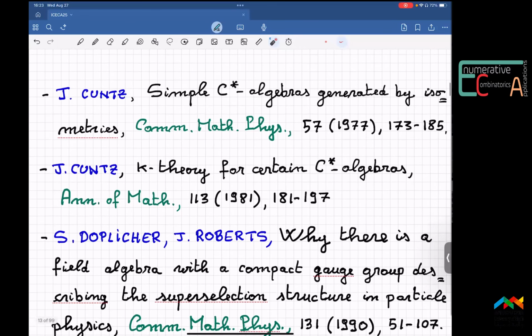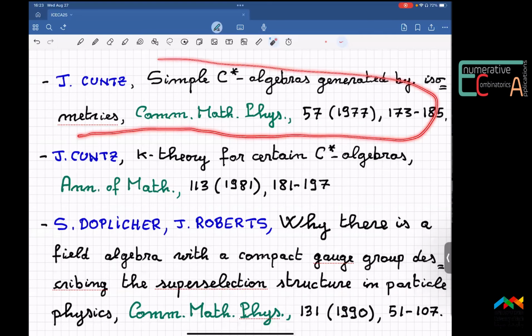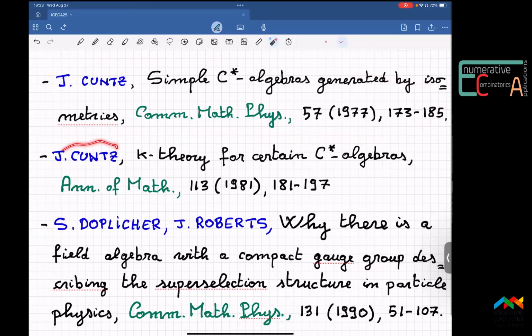So just a few very basic references. This is the paper where the algebras were first defined. This is the paper where the K-theory of these algebras was first studied. And this is a paper that focuses on the role of this kind of algebras in particle physics.